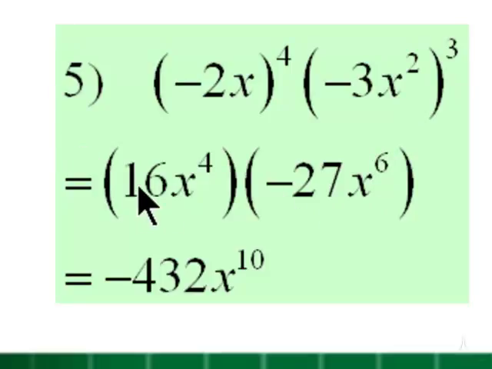Now here I think I will allow you to use your calculator. I don't think many of us know immediately what this answer is. So firstly it's negative, and if you use your calculator, 16 times 27, you should get 432, and x to the power 4 multiplied by x to the power 6 is x to the power 10.